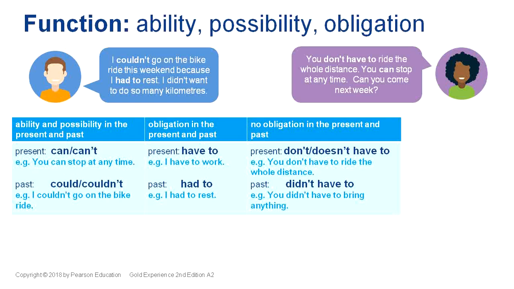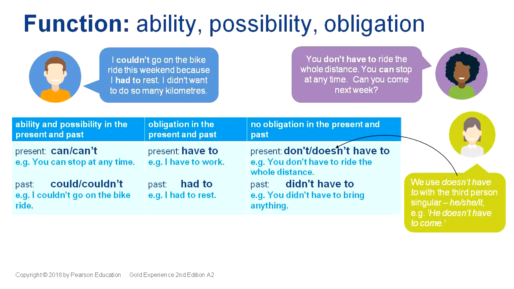Look, ability and possibility in the present and past. You can stop at any time. I couldn't go on the bike. Obligation in the present and past. I have to work. I had to rest. And no obligation in the present and past. You don't have to ride the whole distance. You didn't have to bring anything.